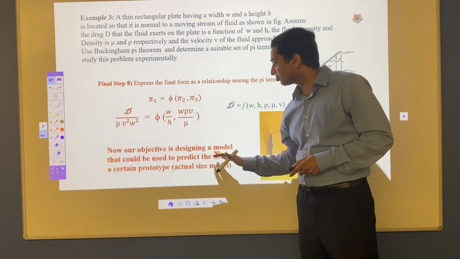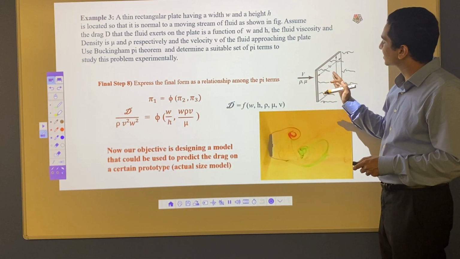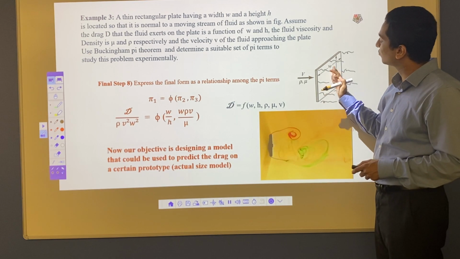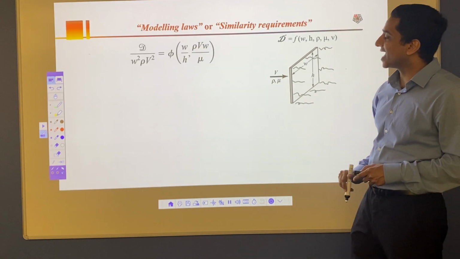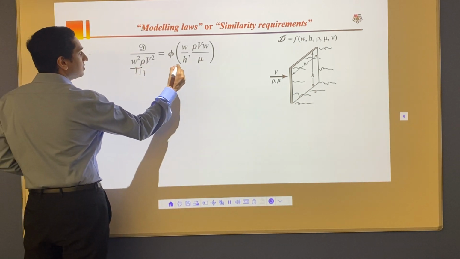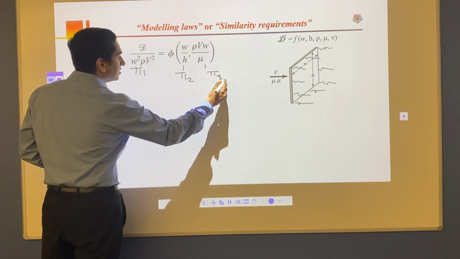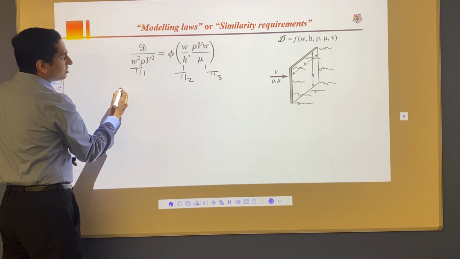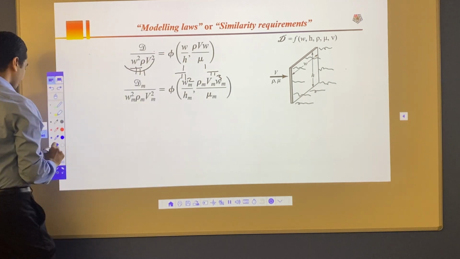So now our objective is to design a model that could be used to predict the drag on a full-scale prototype. This one is my full-scale prototype, this one is my small plate. I want to know the drag force on the full scale by experimenting on the small scale. That's the idea. The way to do that is, these are the pi terms that I got with the Buckingham pi theorem, pi 1, pi 2 and pi 3. The way it works is that for the full-scale prototype and for the model, these parameters are going to stay the same.